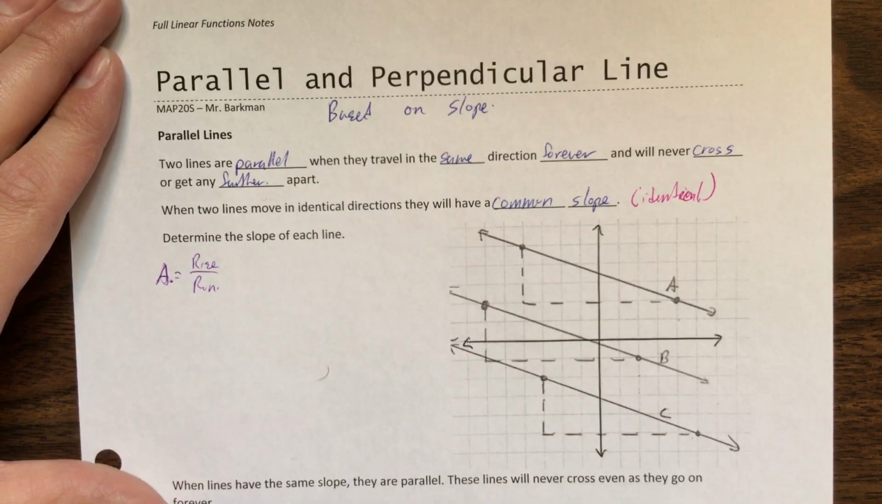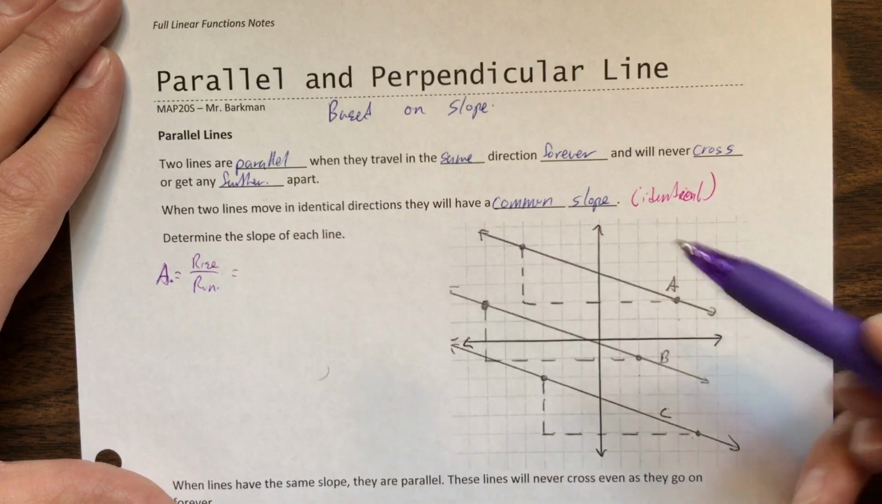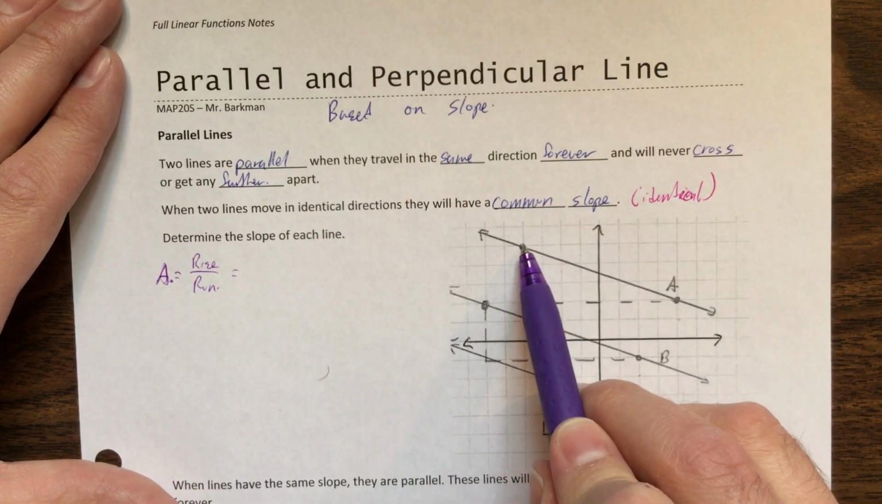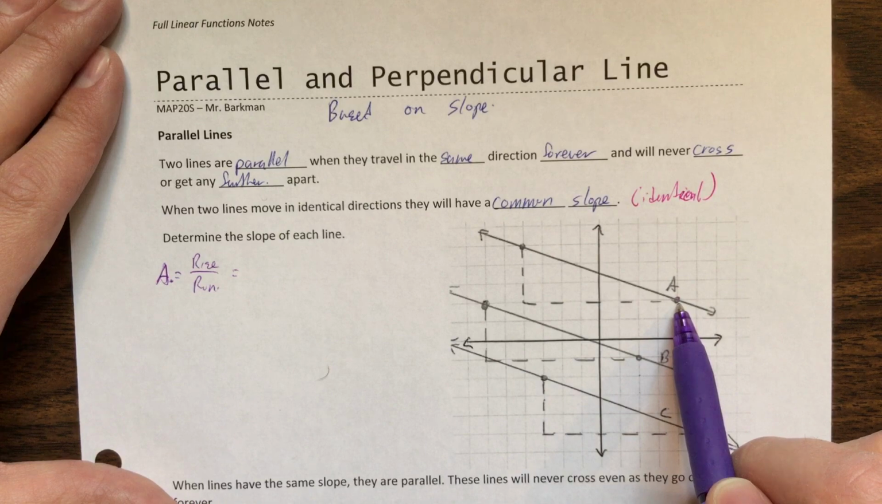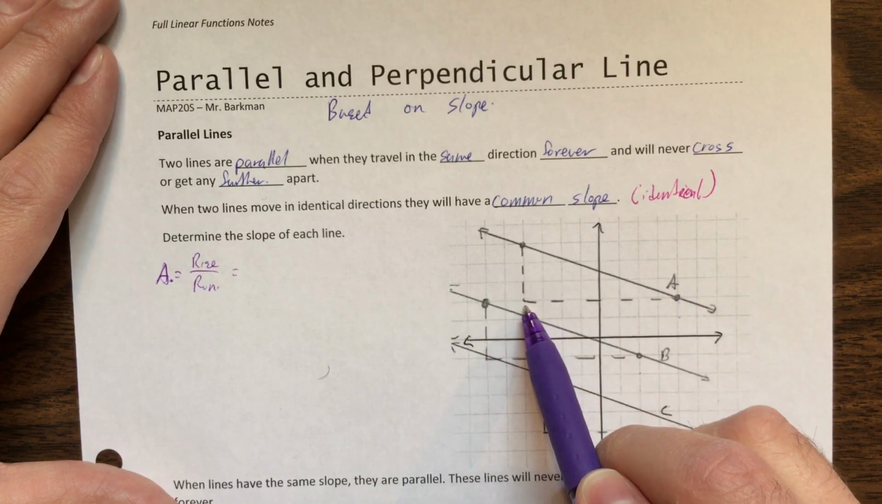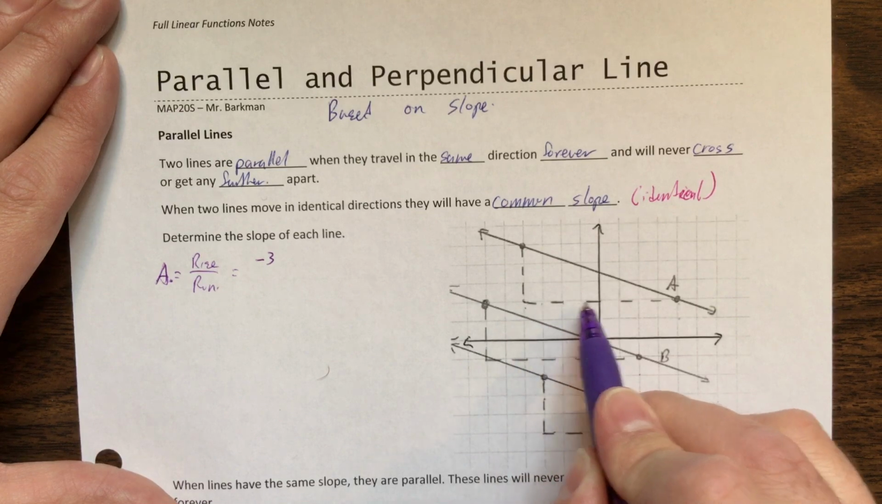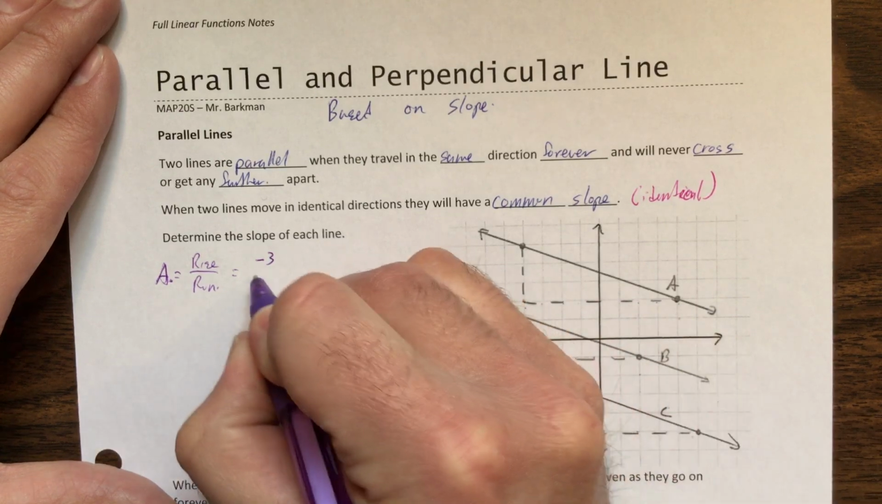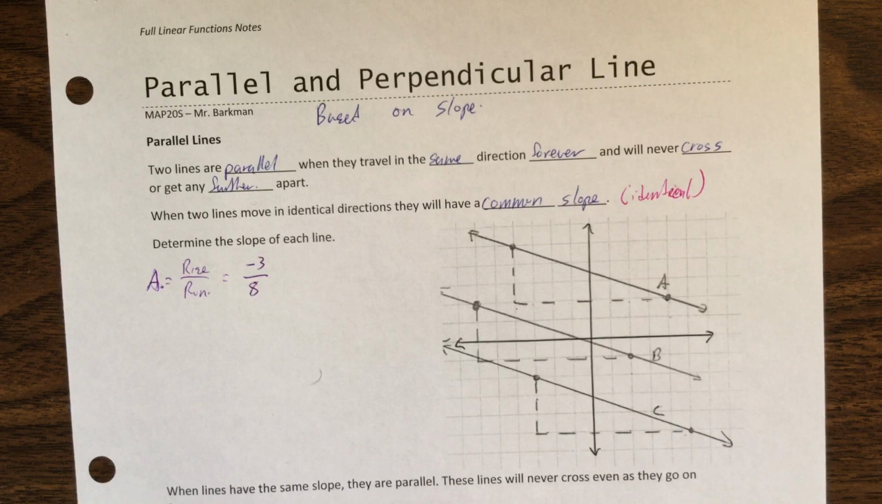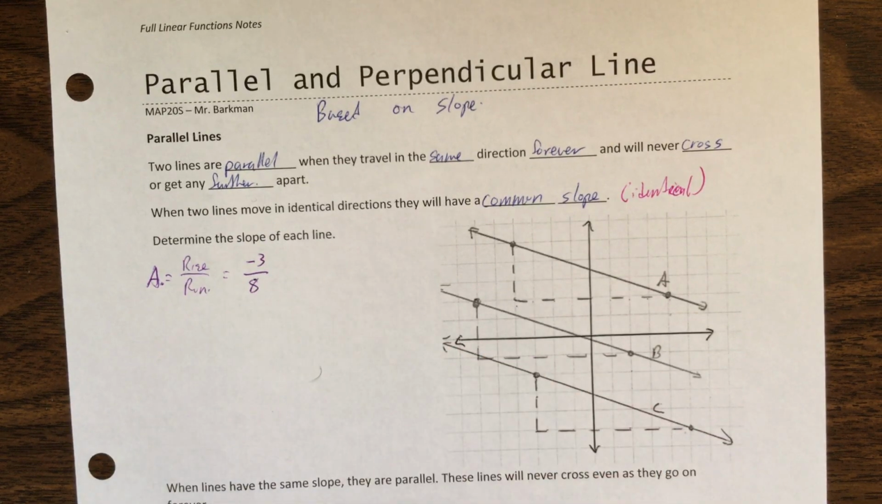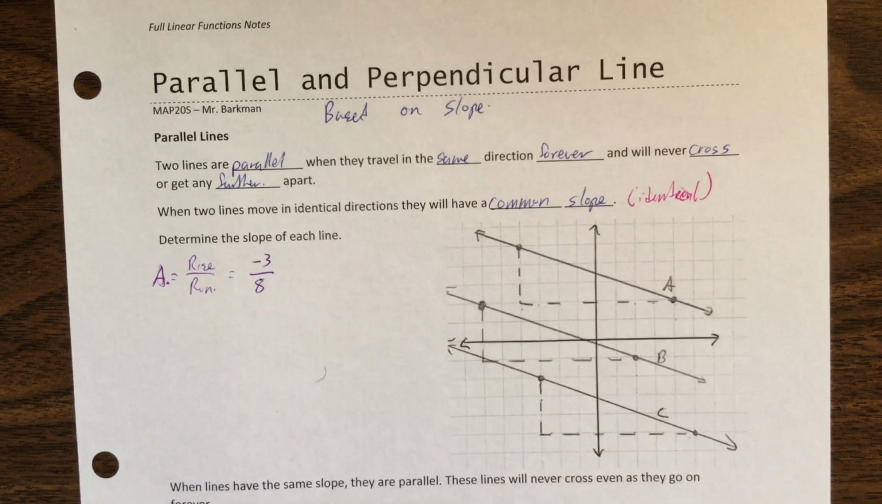we're going to take a look at the rise and the run. For A, right here, we're going to, again, start on the left and move our way to the right. We're going to go down 3 spots, so that's our rise, -3, and we're going to go across 1, 2, 3, 4, 5, 6, 7, 8. Okay, we can simplify that. Well, that is simplified as -3/8. That is our slope for A.